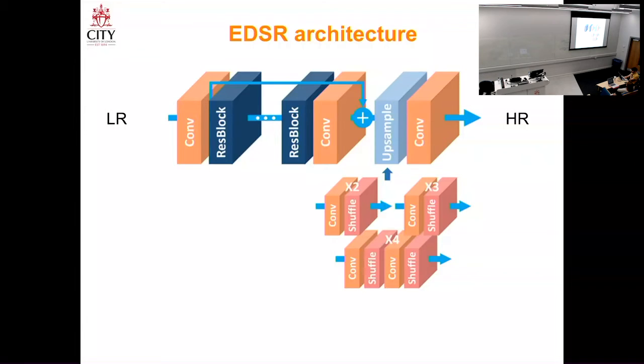Okay? Then what we do is an upsample. So we're going to upsample to the desired resolution. Maybe I want an image that's 2x super resolution, 3x, 4x. That's happening here with the upsample. And then we have a final convolutional layer to estimate the high resolution result. And this just talks about the upsample.